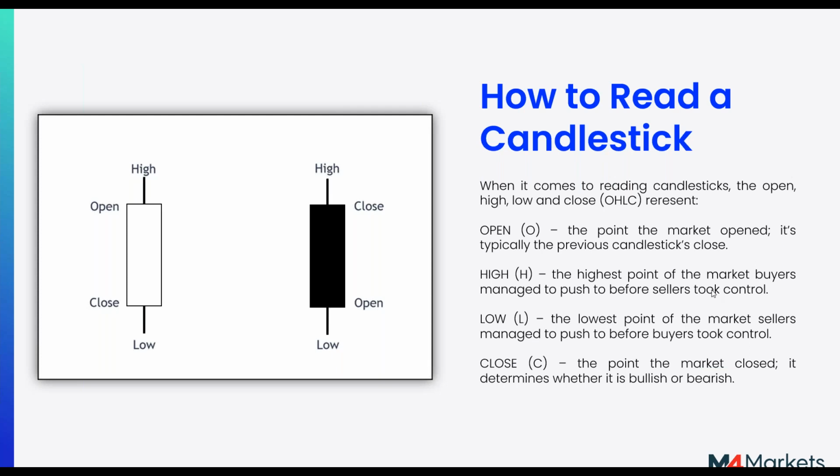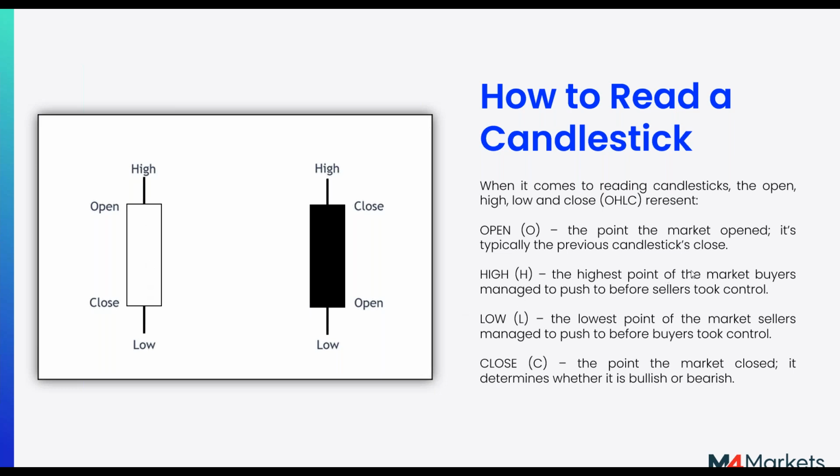Now, how do we read a candlestick? We have the OHLC acronym that represents the open, the high, the low, and the close. The open is the point where the market opened, and typically it's the previous candlestick's close. Sometimes we do have gaps, of course. I seem to have mixed up the two. That should be black and that should be white: bullish open and close, bearish and then bullish over here.